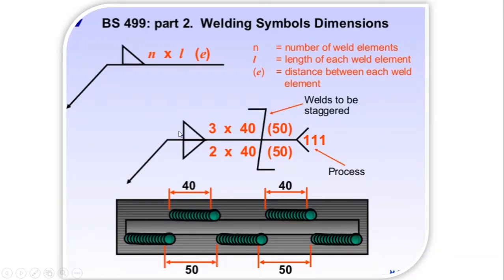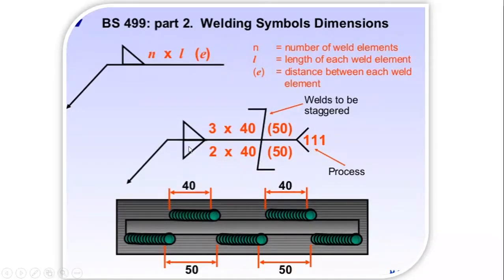This means the opposite side, not the arrow side, the opposite side of the arrow side. There are three elements, one, two, three, and each weld length is 40 millimeter. This is the 40 millimeter, and the distance between each weld is 50 millimeter. And then here 2 x 40.